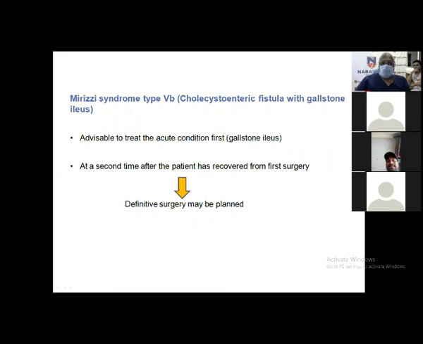Mirizzi type 4B, cholecystoenteric fistula with gallstone ileus. Gallstone ileus must be treated properly because the prognosis, if you don't treat the small bowel obstruction, is very, very difficult. You will have to do an enterotomy and relieve the gallstone. If it is possible, push it into the large bowel, then it will get emptied on its own. Best thing is to do an enterotomy and remove it. After the general condition of the patient stabilizes, after it becomes all right, do a cholecystectomy or choledochoduodenostomy or jejunostomy according to the type it has.